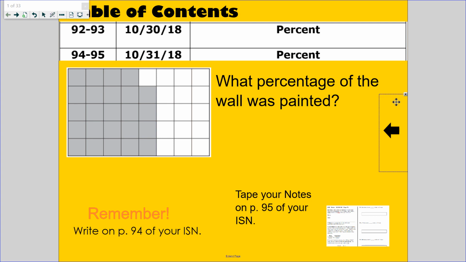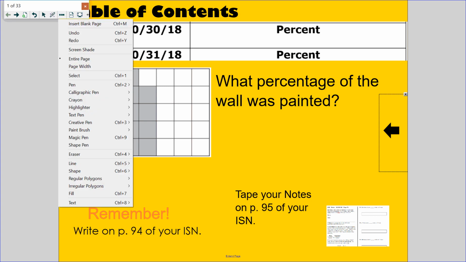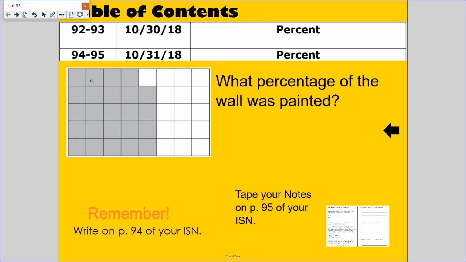Welcome. This lesson is over percent. So what percentage of the wall was painted? Let's look at this wall a little more closely. Painted must be shaded. Well, this represents the halfway line. So my prediction is that more than 50% is shaded. So I know it's more than half. Let's look at our predictions right here.